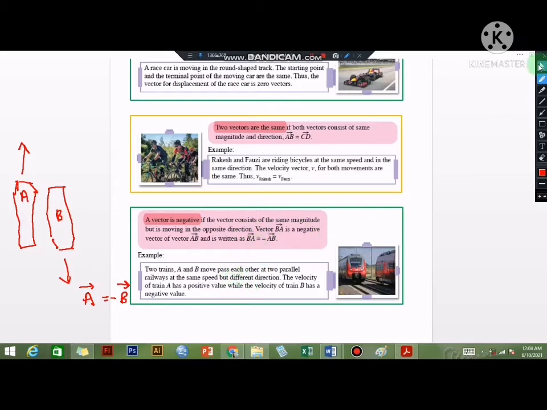Okay, let's look at this one. What is the information given to you? Two trains A and B move past each other on two parallel railways at the same speed but in different directions. The velocity of train A has a positive value while the velocity of train B has a negative value. So this is represented like this.